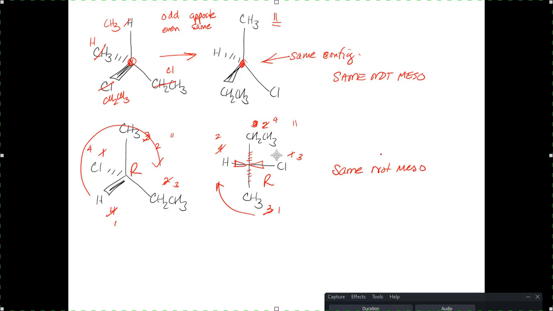So the group switching is a way to determine whether two chiral carbons have the same or opposite configuration. Even number of switches, same configuration, odd number of switches, opposite.